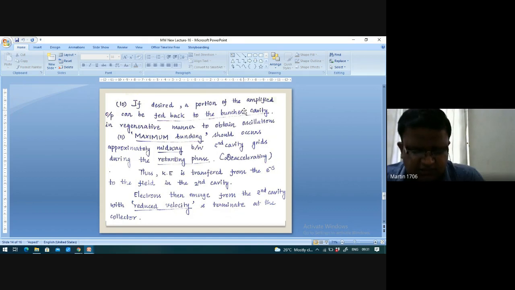Thus, the kinetic energy is transferred from the electrons to the field in the second cavity. So most of the kinetic energy will be transferred from the electrons in the second cavity. The electrons then emerge from the second cavity with reduced velocity and terminate at the collector. As I told, only a few electrons return back. When they return back, they go with less velocity only. But again it will regenerate, and they will be collected at the collector only.